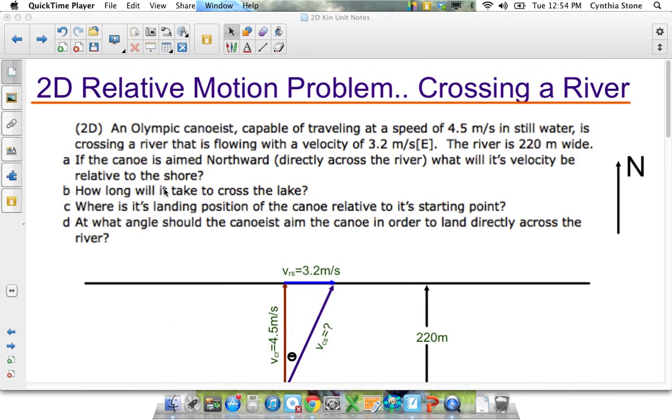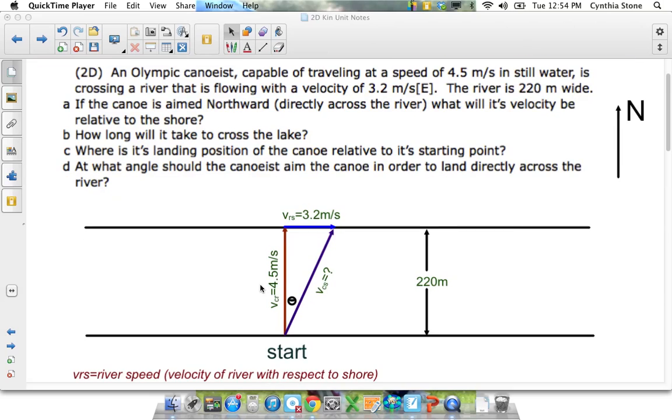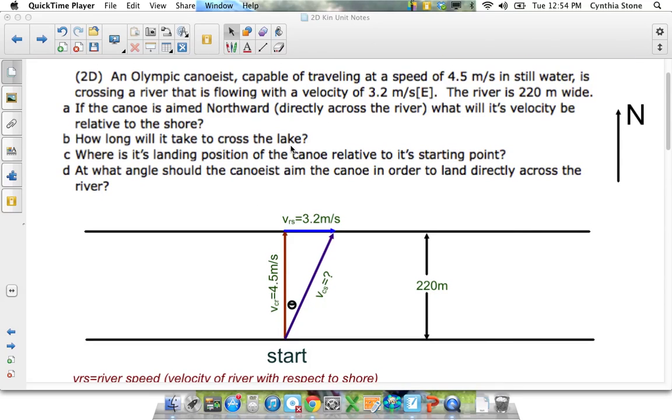Part B is saying, how long will it take to cross the river? And this is an interesting question. What you need to say to yourself when you find the how long, of course, is time, what is the speed of my canoe? I know the distance straight across is 220. Well, what is the speed in that same direction? And the speed in that direction is the 4.5 meters per second.